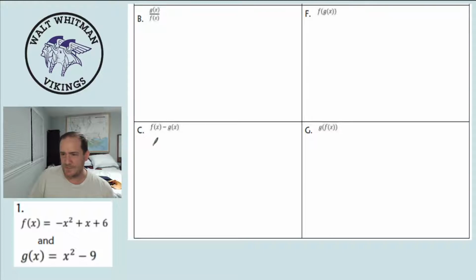But doing C. So for this, f of x is coming first, so it's negative x squared plus x plus 6, then minus the x squared minus 9. So again, the big thing to remember is this negative affects both of these terms. So when we go to solve, we're going to have negative x squared minus x squared for minus 2x squared. Then we're going to have an x, and there's no x terms in here, so that's just going to stay a plus x. Then we've got a positive 6 minus a negative 9, so plus 9. So 6 plus 9 is 15. And that's it. That would be our rule.